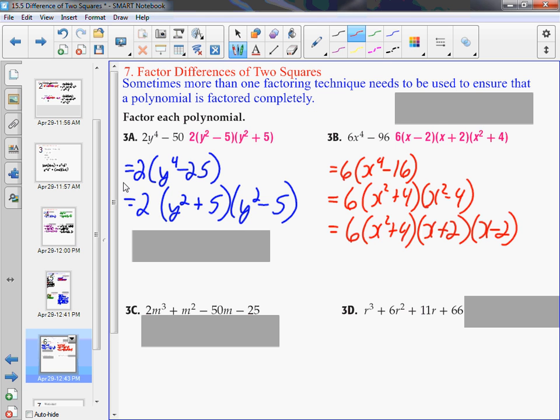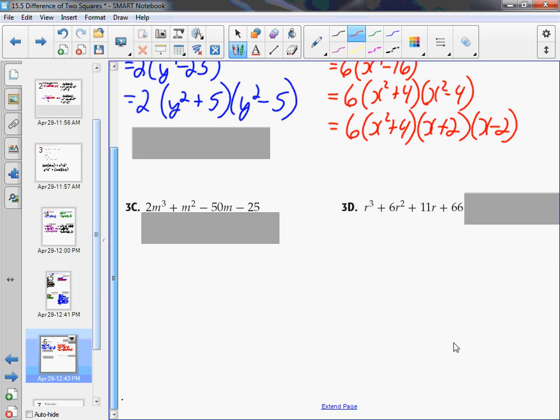Uh-oh. What's going on here? Perhaps factoring by grouping. When you have 4 or more terms, you might factor by grouping. Let's see how this one works out.